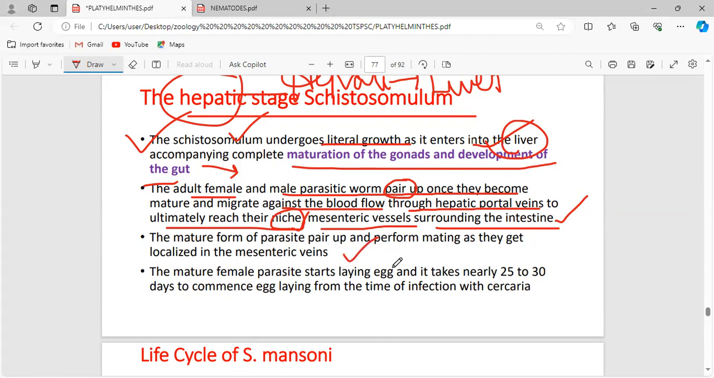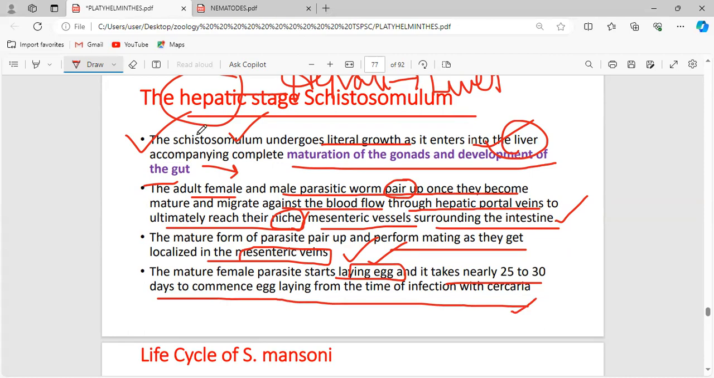The mature parasite pair performs mating as they get localized in the mesenteric veins. Male and female attach to each other when they are in the liver, but they lay eggs only when they reach their niche. Niche is nothing but where their functional role happens, and that is the intestine. When they reach the intestine, or the mesenteric veins, they start laying eggs. Clear? It takes nearly 25 to 30 days to commence egg laying from the time of infection with the cercaria.